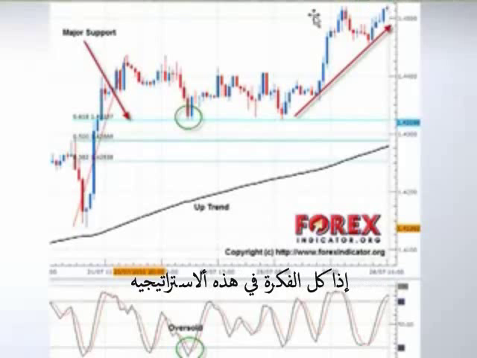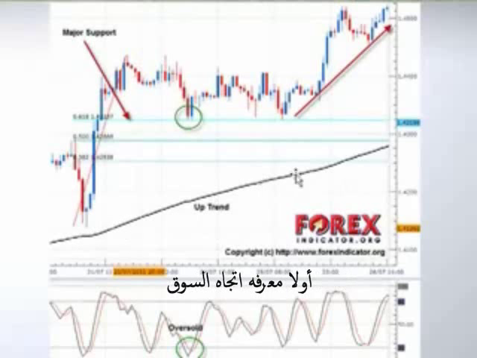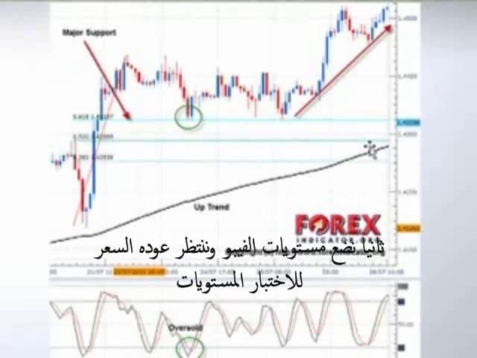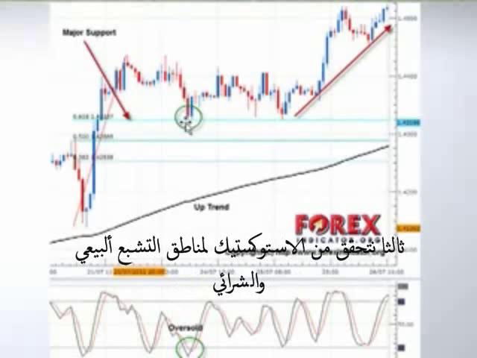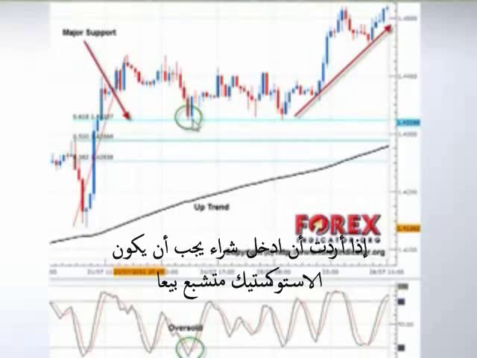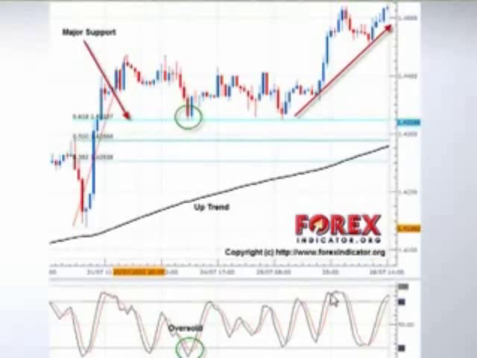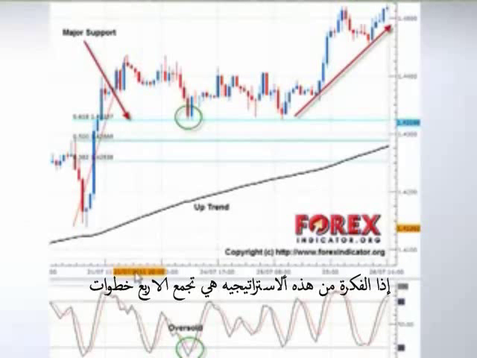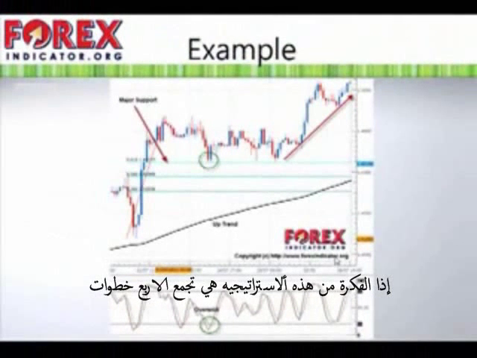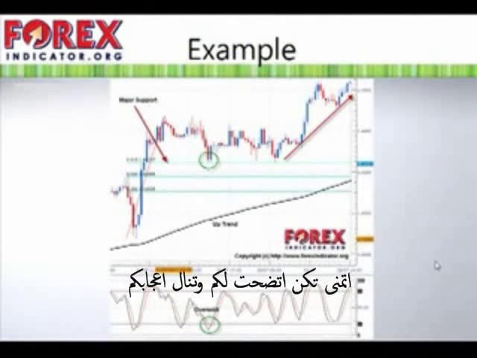So basically the whole idea of this strategy is, first, you need to know the trend of the market. Second, plot a Fibonacci level and wait for the price to come back to test the level. Third, you check whether the stochastic indicator is overbought or oversold. If you are going to go long, to buy, you must wait for the stochastic indicator to go oversold. If you're going to sell, you must wait for the stochastic indicator to go overbought. The whole idea of this strategy is combined within these 4 steps, and I hope you guys understand what I'm trying to tell you in this strategy.